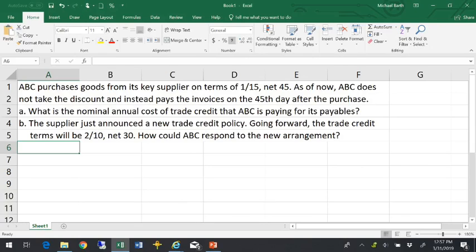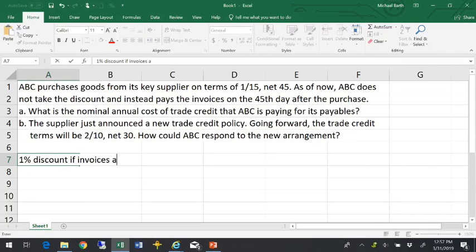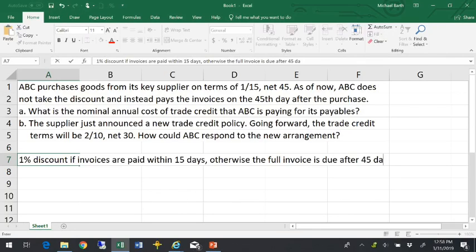And the second part is, what happens after the announcement of new trade credit terms going to 2/10 net 30? Well, first things first, let's calculate the nominal cost of trade credit. The 1/15 net 45 means there's a 1% discount if invoices are paid within 15 days. That's the free trade credit period. Otherwise, the full invoice is due after 45 days.